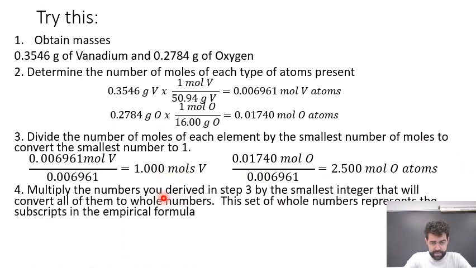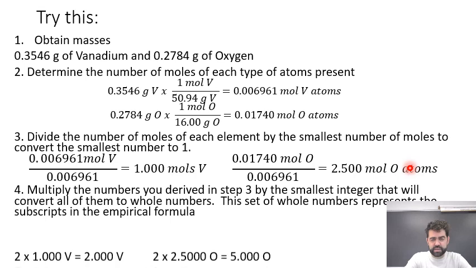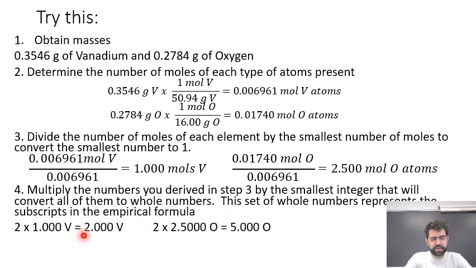In this case, I need to multiply. I don't always have to, but if I get a number I don't like, 2.5, I'm going to get rid of that decimal. I want it to be a whole number. If I multiply this by 2 and this by 2, then I get a nice number, 2 and 5. It's still a 1 to 2.5 ratio, but you really can't have 2.5 oxygen atoms. I want to have a whole number, and when I do that, that gives me a 5, but it also multiplies the 1 to give me a vanadium of 2.